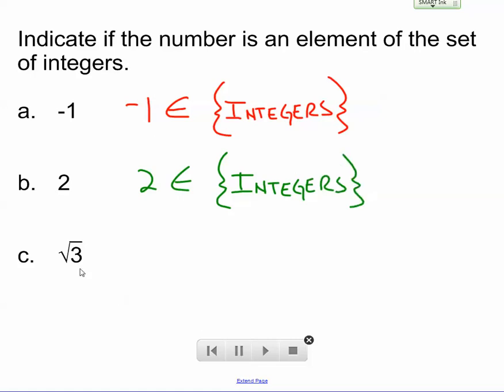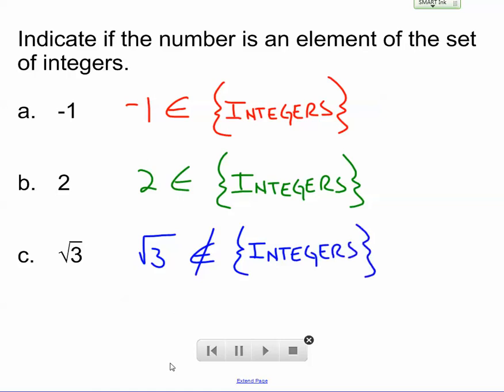And one more. How about the square root of 3? Is that an integer? It is not. And we can just make a slight adjustment to this symbol for element. It's not going to blow your minds, I don't think, too much. Square root of 3 is not an element of the integers. So we just put a cross through it, and that means not an element of the integers.